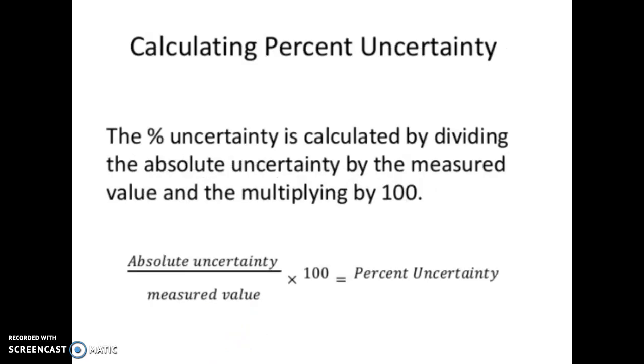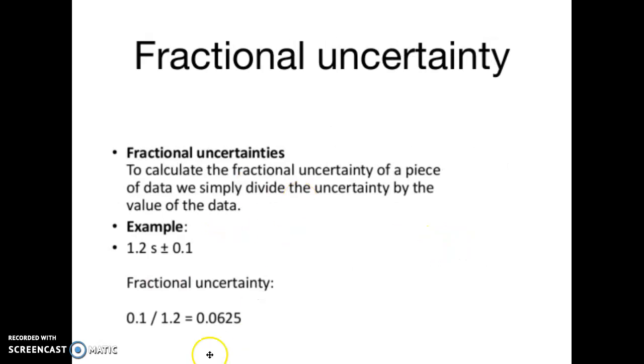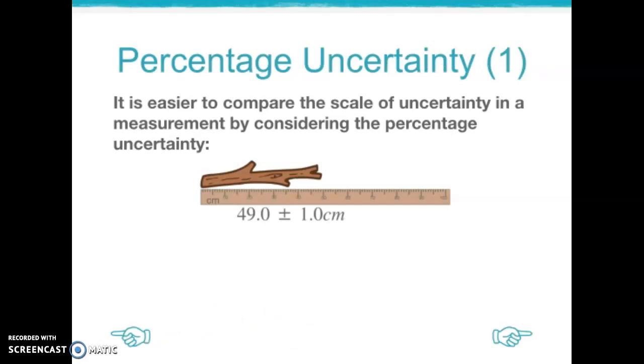Calculating the percentage uncertainty is pretty much doing the fractional, but taking it a little bit further. The percentage uncertainty is calculated by dividing the absolute uncertainty by the measured value and multiplying it by 100. So you take the absolute uncertainty, divide it by the measured value, but multiply it by 100. Yes, this is actually the fractional uncertainty. So you can just as easily take the fractional uncertainty and multiply it by 100 to give you your percentage uncertainty. In this case here, it would be 0.0625 times 100.